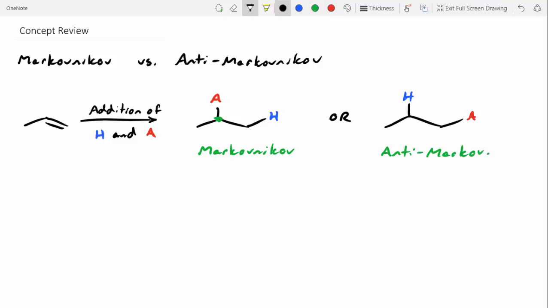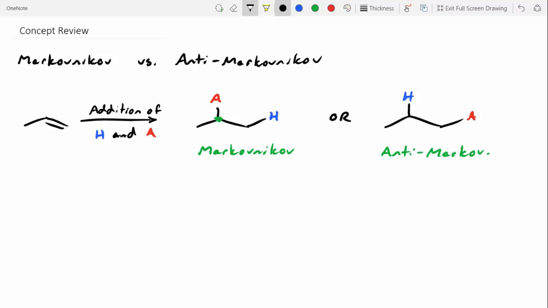Yep. Because H could be smaller than A. It has to do with the reagent choice. So we can control Markovnikov versus anti-Markovnikov addition depending on what reagents we use. So let's take an example, and I want you guys to help me predict whether or not the reaction is going to give you the Markovnikov product or anti-Markovnikov product.